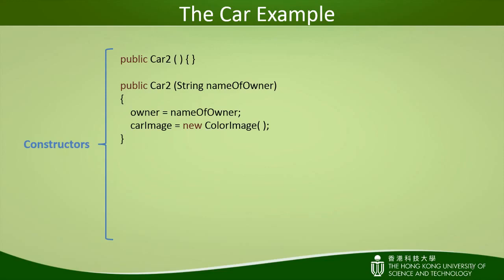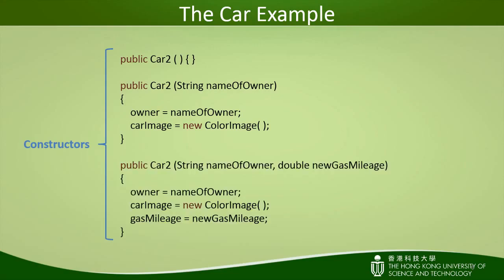The keyword new here indicates that it is creating a new object with type color image. Since no parameter is provided for color image, the user will be asked to select an existing image from a folder. A third constructor is being declared here.